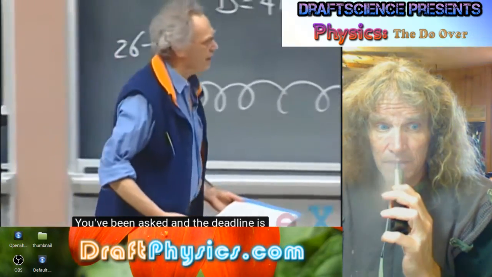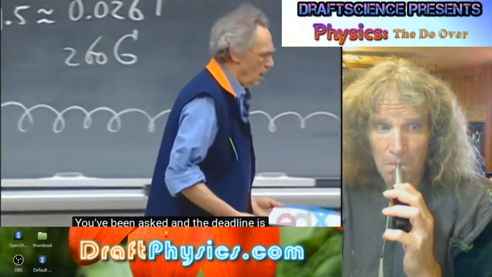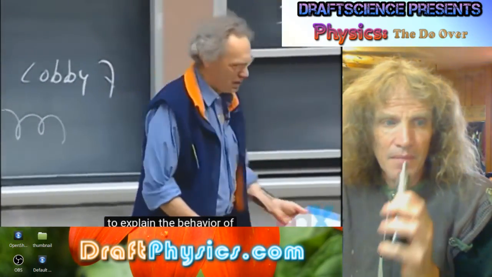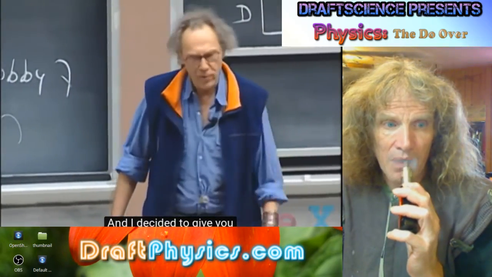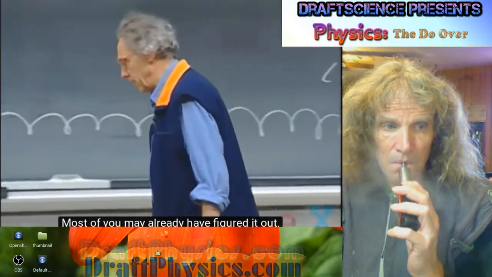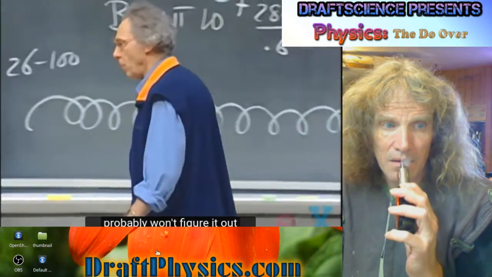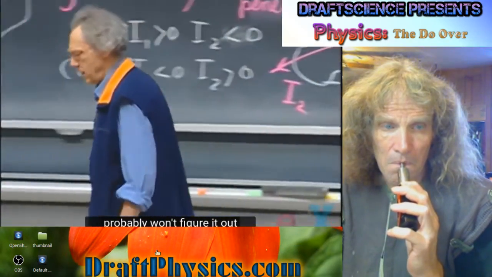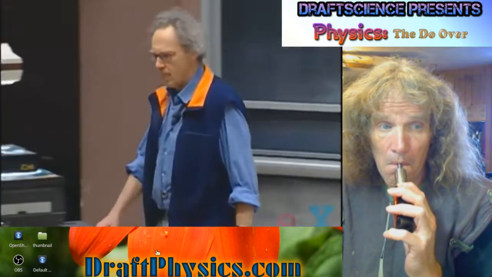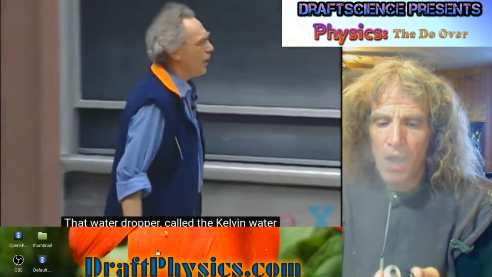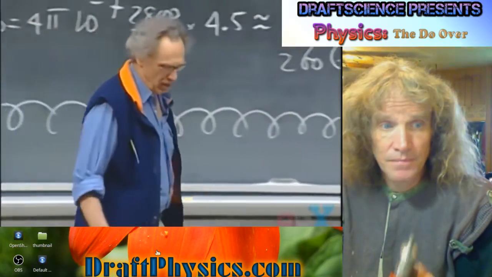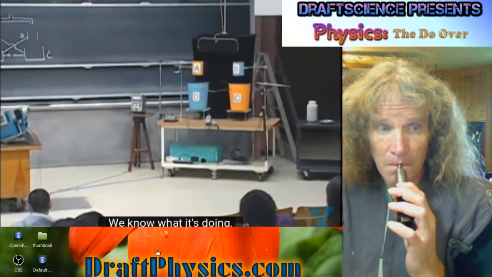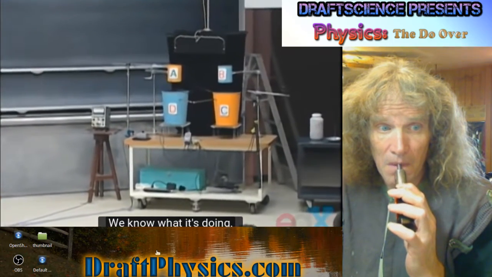You've been asked, and the deadline is Friday, 4 p.m., to explain the behavior of the Kelvin water dropper. And I decided to give you a little bit of help on that. Most of you may already have figured it out, but those who haven't probably won't figure it out between now and Friday anyhow. So I might as well tell you. That water dropper, called the Kelvin water dropper, is an amazing battery. We've seen it before, we know what it's doing, but I will go over that again.